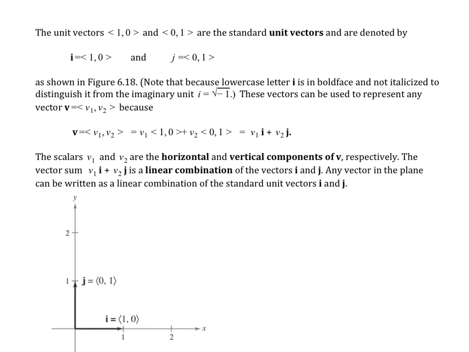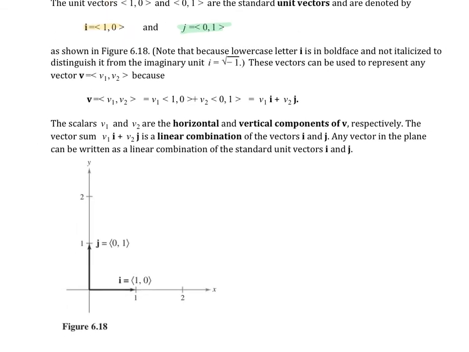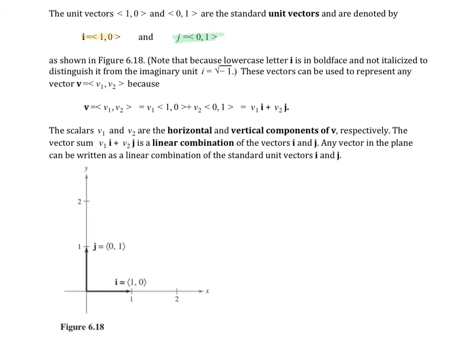The unit vectors 1, 0 and 0, 1 are the standard unit vectors, denoted by i equals 1, 0 and j equals 0, 1, as shown in figure 6.18. Note that the lowercase letter i is in boldface and not italicized so that it's distinguished from the imaginary unit i, which we've learned previously.